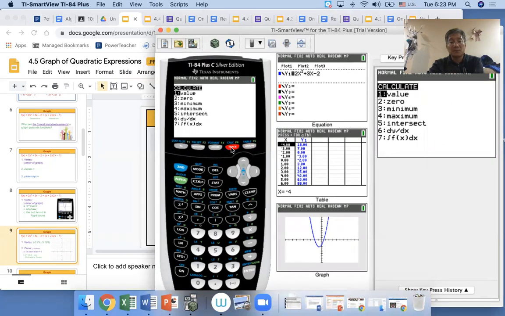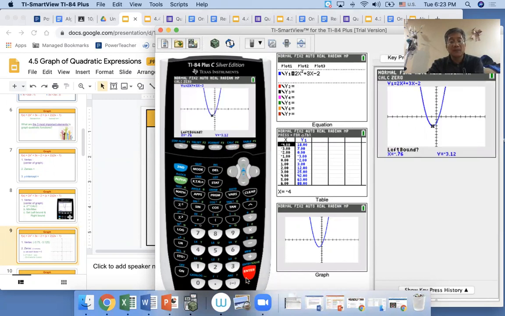Where's the 0? Oh, number 2. So you go down and enter, or you click 2, it's the same. Now we are looking for this 0, right? But now the same thing is happening, left bound. So what should you do?